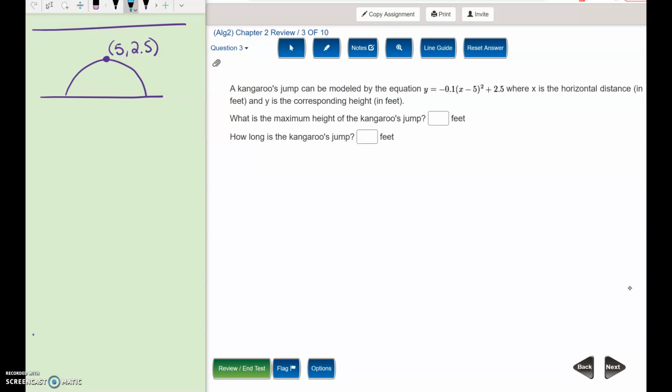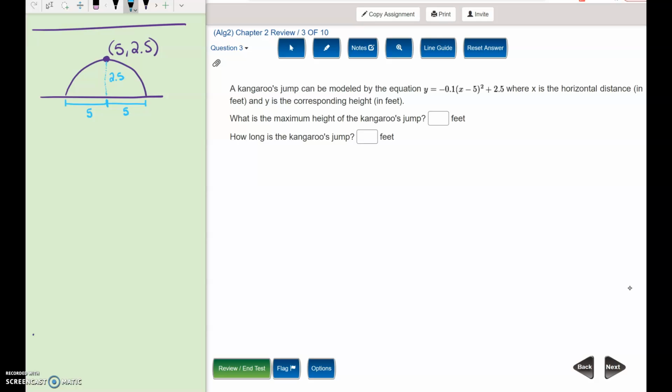Now, what does that mean? That means from this point to here is 5. And so from here to the end is also 5 because it's symmetrical. Then the other thing that that tells us is that from this middle point all the way up to the top, that is the height, 2.5.